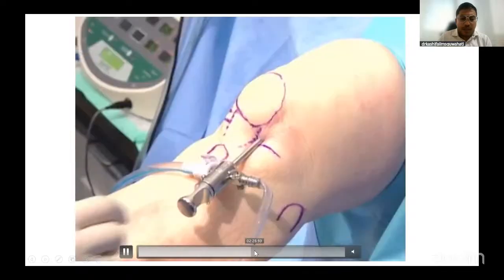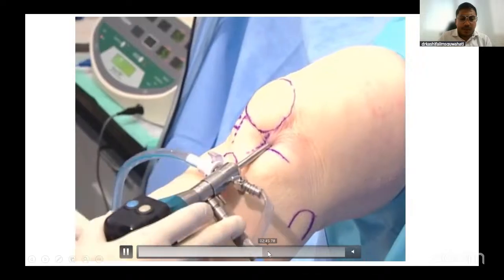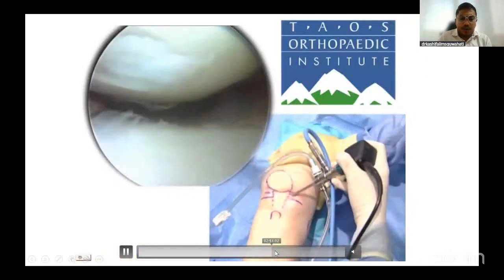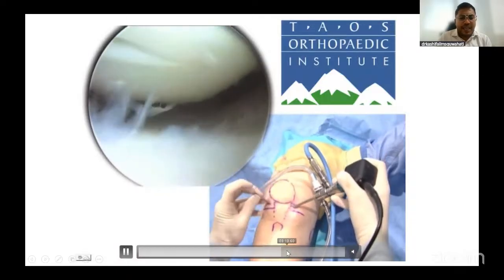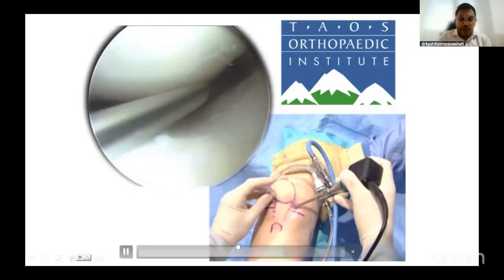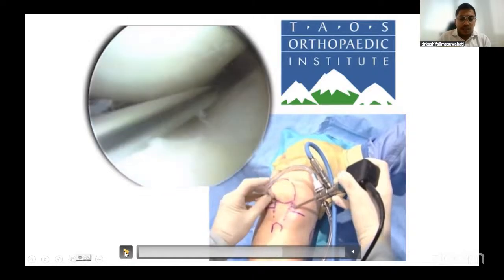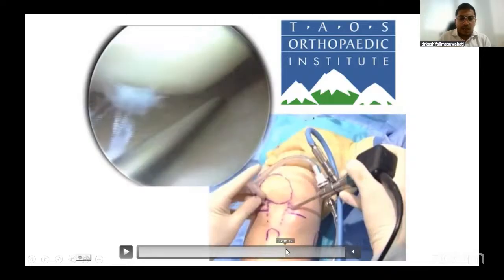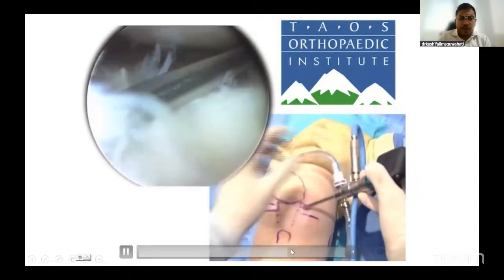So once we inflate the joint and put in our scope, you start visualizing and do the diagnostic. At the same time, to make the anteromedial portal, you have to, as usual, see it under visualization. You have to see the spinal needle coming through, as you can see in the image here, so that you know that you are actually going posteriorly. You can see the posterior horn there, medial meniscus.